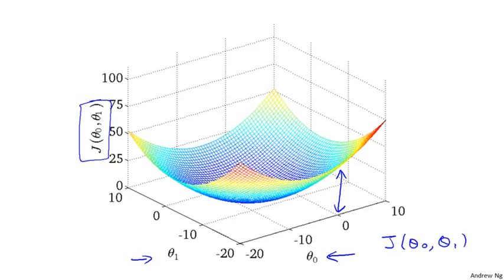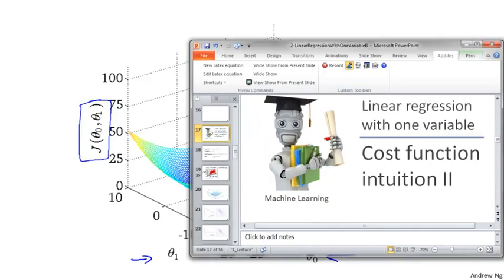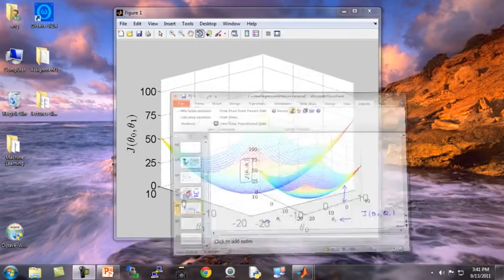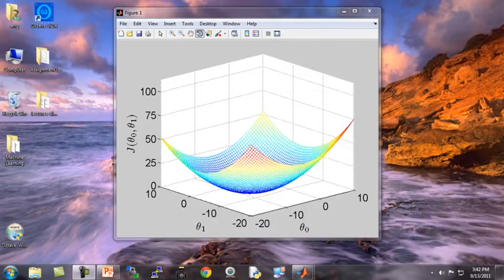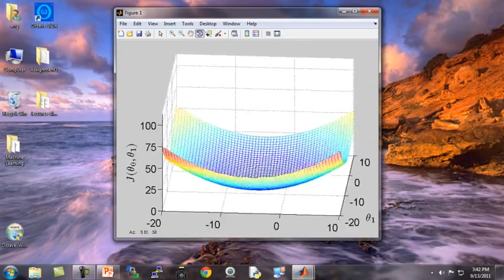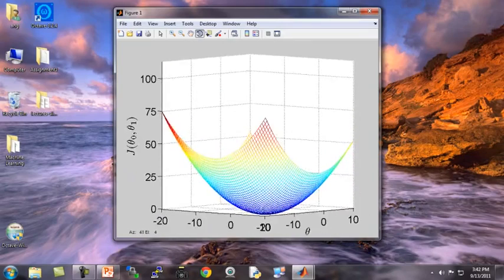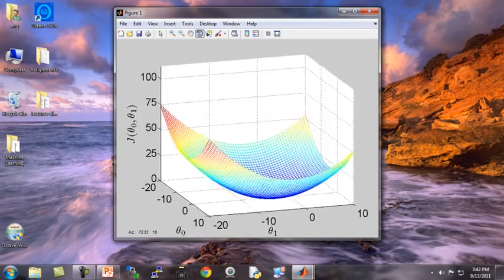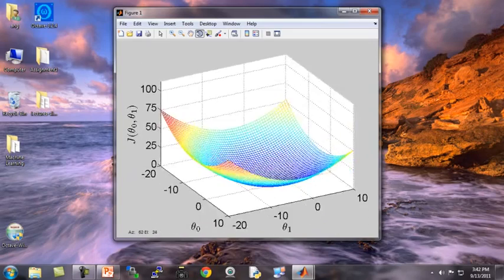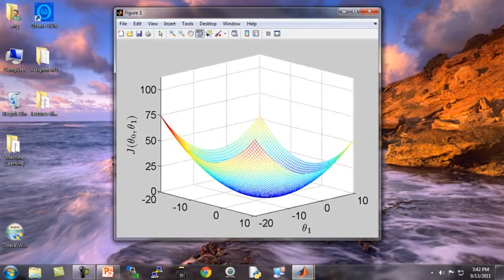Let me show you the same plot in 3D. So here's the same figure in 3D with axes theta 0, theta 1, and vertical axis J of theta 0, theta 1. And if I rotate this plot around, you get a sense, I hope, of this sort of bow-shaped surface. That's what the cost function J looks like.